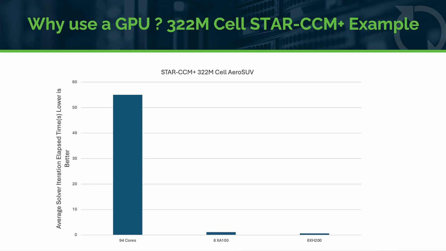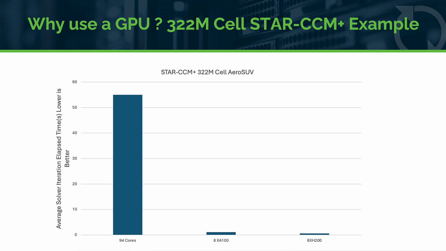Today's topic is about native GPU solving. So why do we want to use a GPU? Well, this is an example of running a Star-CCM+ 322 million cell model. You can see a 94 core machine has about a 55 second elapsed average solver iteration time. And if you just use 8 A100 NVIDIA GPUs or 8 H200s, you can barely see how fast it runs. The iteration time is just insane.